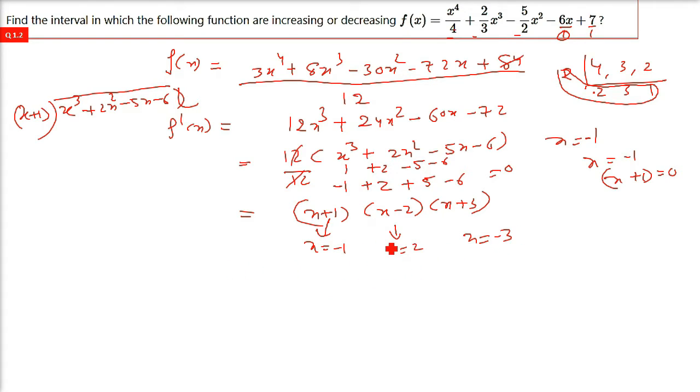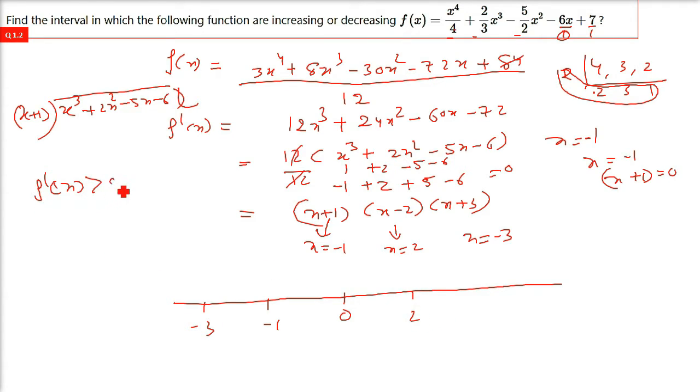Now don't worry about anything. The logic which I told you, or you can just mug it up. So which is the lowest one? 0 is not inclusive. I'm just putting 0 to locate other points. So negative 3, negative 1 and 2. So the intervals where f dash x is greater than 0, I'm saying you have to write everything, are negative infinity to negative 3, negative 3 to negative 1, negative 1 to 2 and 2 to infinity. So there are 4 intervals.